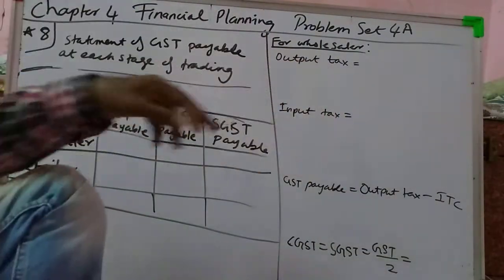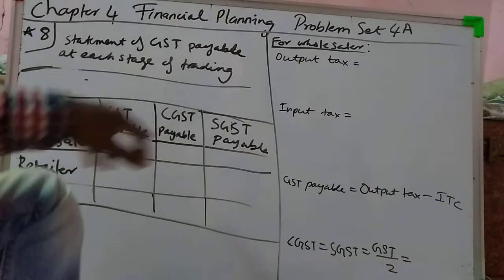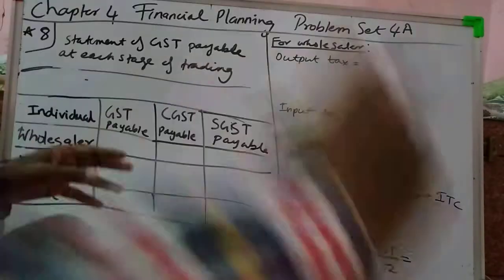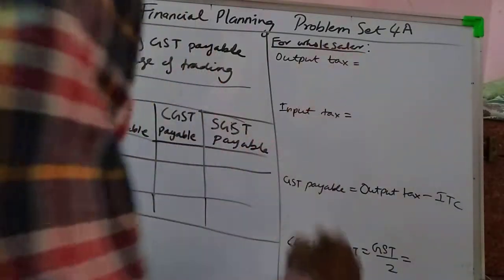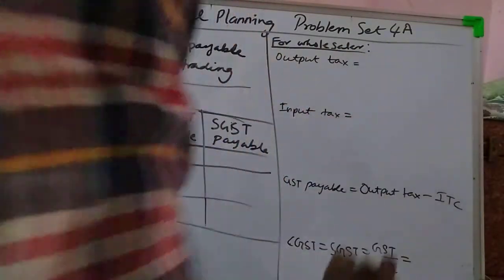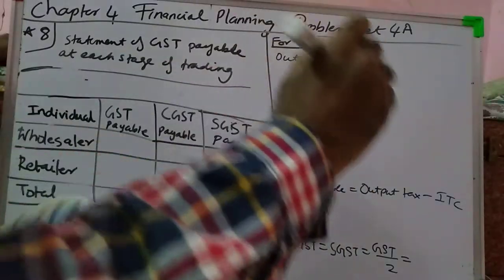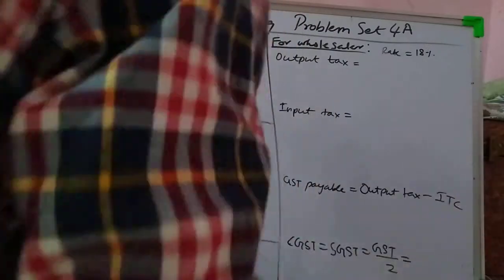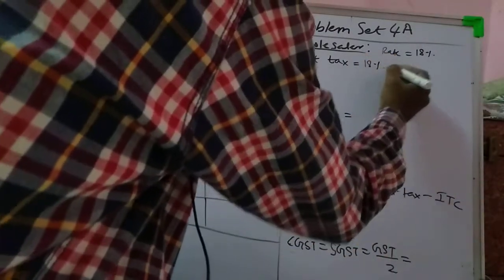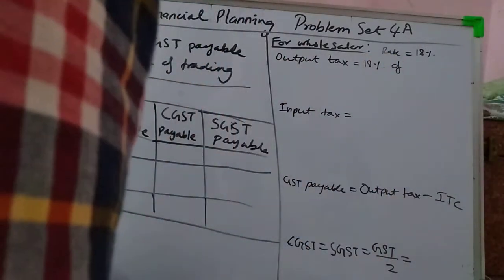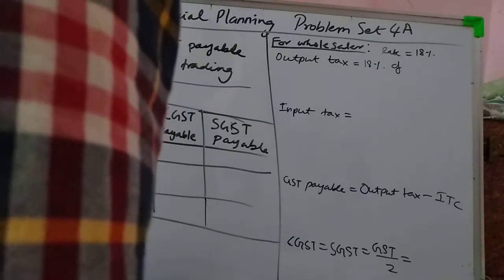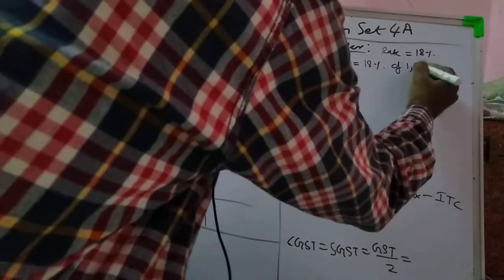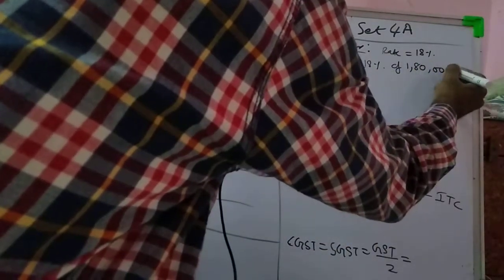So first we'll calculate output tax for the wholesaler. First the wholesaler will be solved, then the retailer, then the total. For this, the output tax is given as a rate, which is 18%. So it will be 18% of the taxable value, which for this output is 1,80,000.